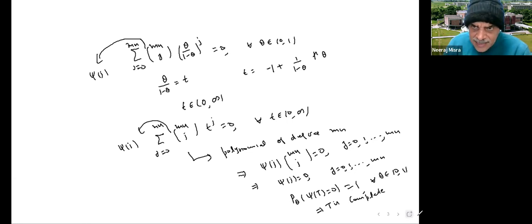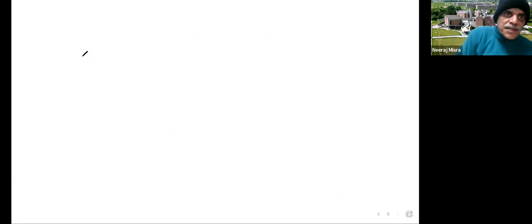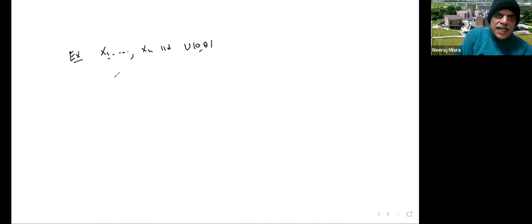Now I can go to the next example, where x1, x2, up to xn are IID, let us say uniform 0, theta. Then I know that f theta x is 1 by theta to the power n, and the indicator that, first of all, each xi should be greater than or equal to 0, product of indicators. And then each xi less than theta, so that can also come as a part of our indicator that x(n) is less than theta.